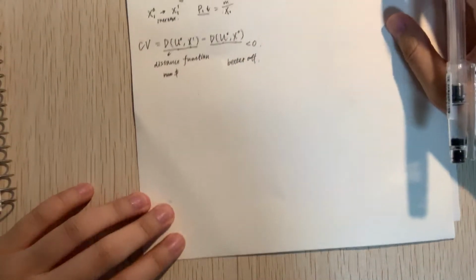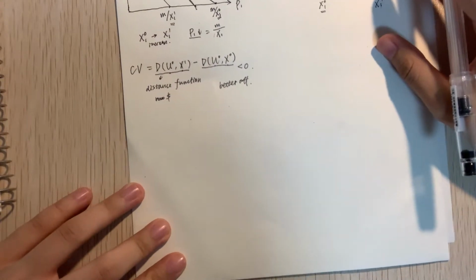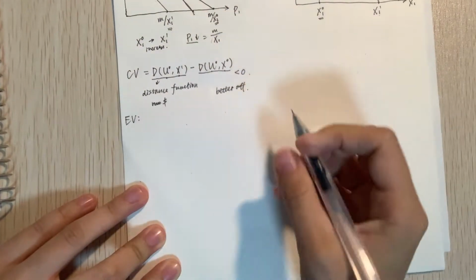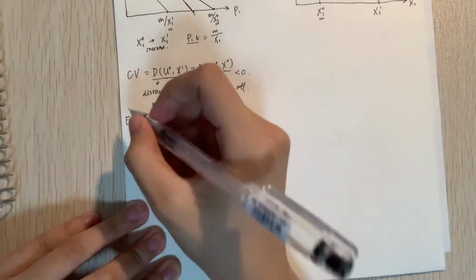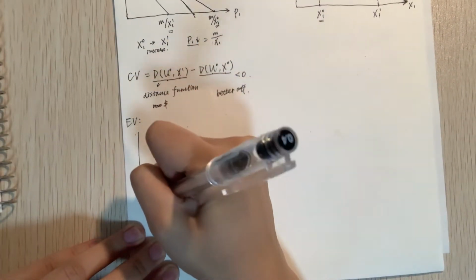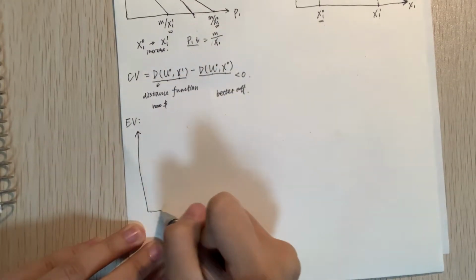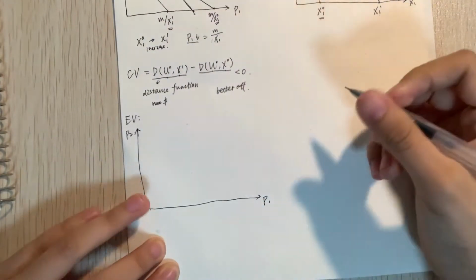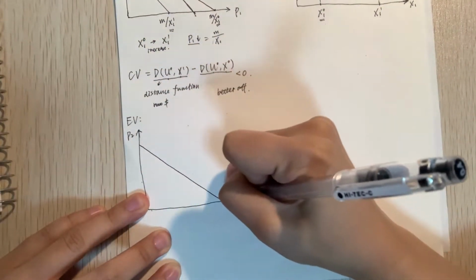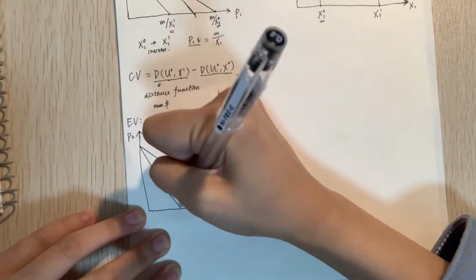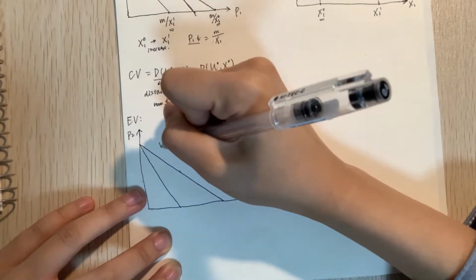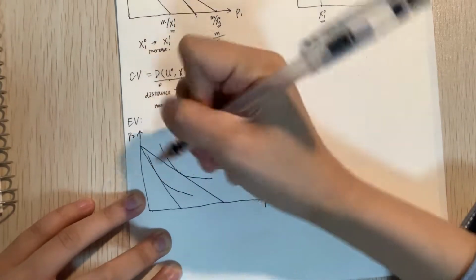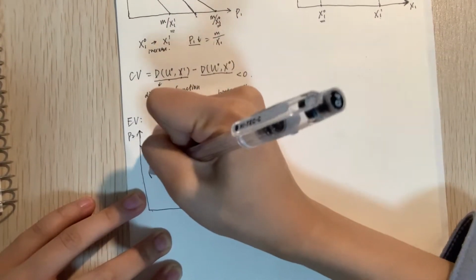Let's jump to equivalent variation. Okay, here. Put an EV here. Similar setup here. P1, P2. Original, new curve. This is the original utility, new utility, A, B.